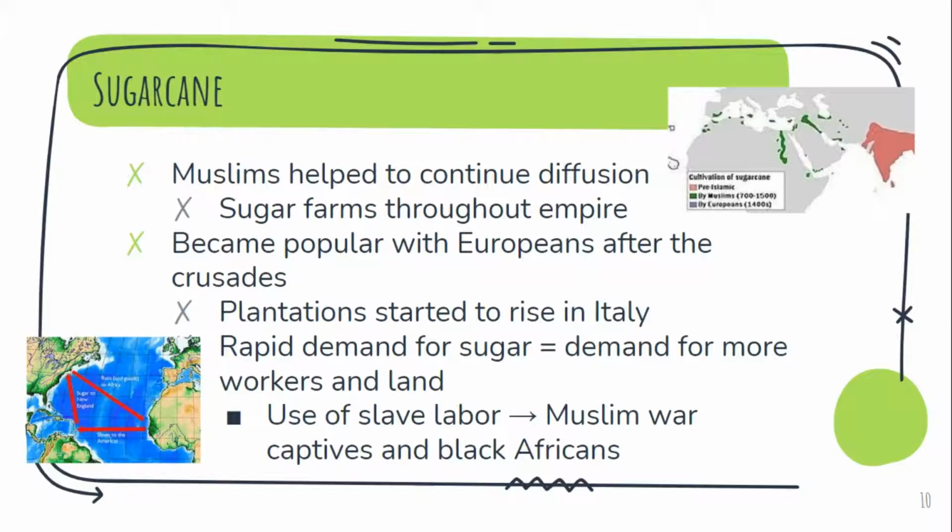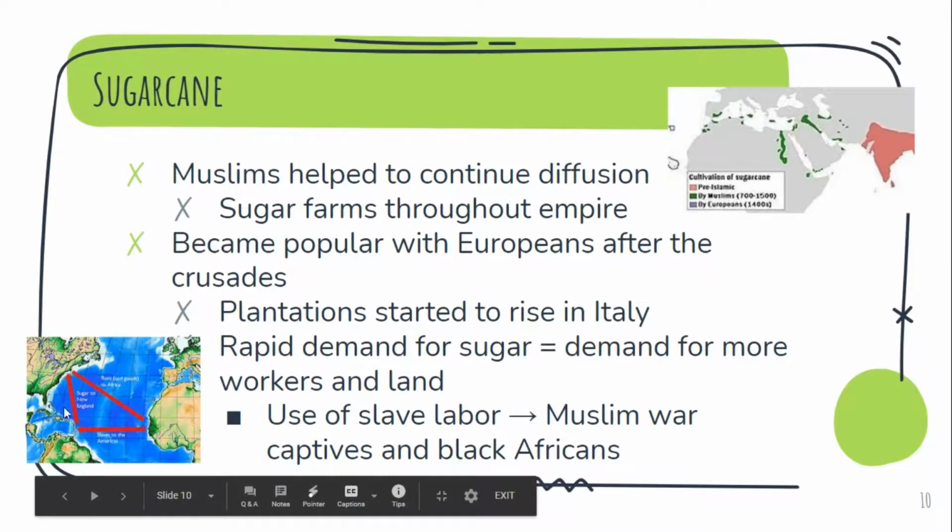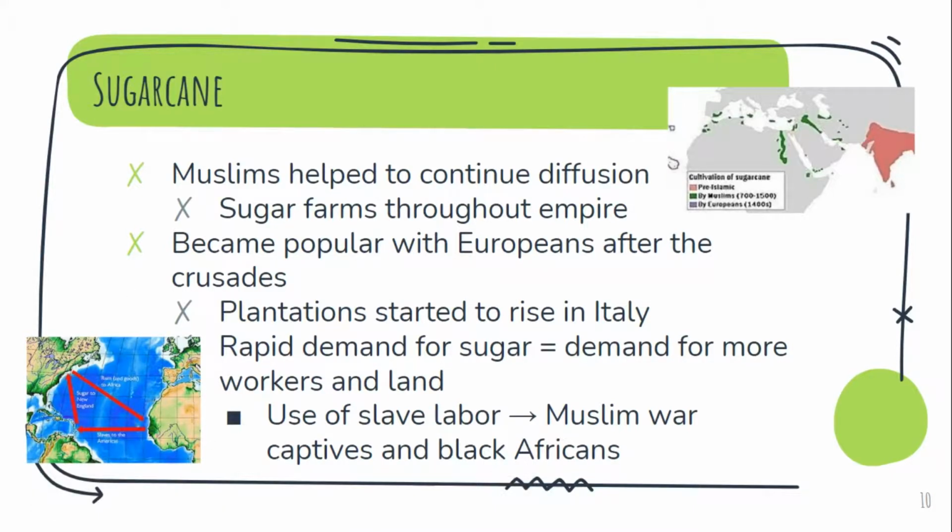With this newfound popularity in sugar, there is obviously a rapid demand for it. And that demand requires more workers and more land. So during the late 1400s, it's not new, but it's a very quick introduction to a new type of slave labor, where instead of getting slaves from Eastern Europe or from Northern Africa, now you're getting a lot of slaves from Muslim war captives from the Crusades, for example. And we're going to see this continue, especially in, I think, our next unit, looking at the development of the transatlantic slave trade.